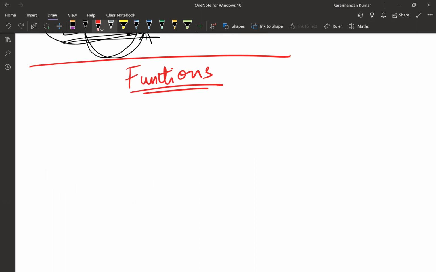So what are functions, guys? Anybody has any idea? Guys, am I audible? Yes, yes. Okay, then what are functions? A relation between independent variable and dependent variable with some formula or equation. Okay, quite correct, yes. Anybody else? Do give your opinion as well.